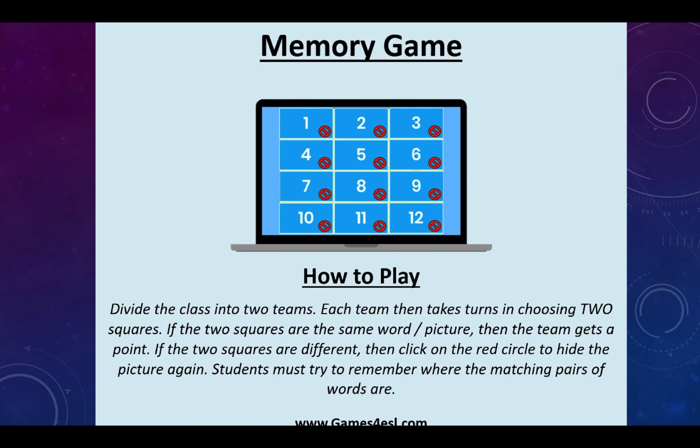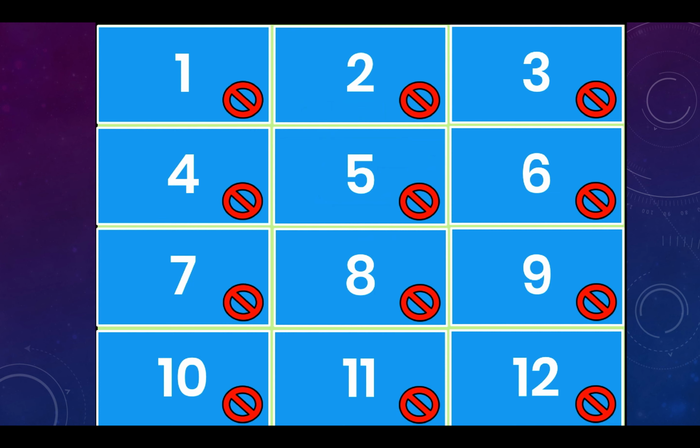The next activity is the memory game. After the pupils are introduced to the vocabulary, it is time to test their vocabulary using a game. The instruction for this game is very simple. The pupils will be divided into 2 teams. This actually allows collaborative learning. After that, each team will then take turns in choosing 2 squares. So if 2 squares are the same word or picture, then the team will get a point.